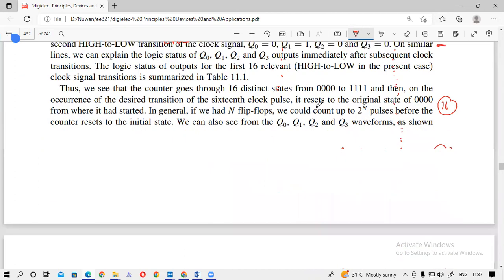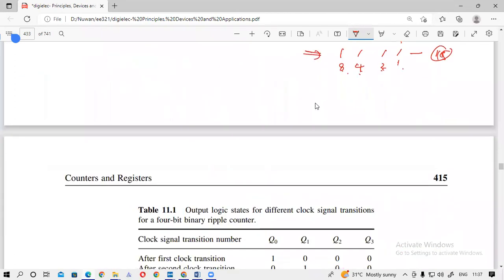So you can see that here within 4 flip-flops, you can count from 0 up to 15. That means you will have 16 combinations, or 2 to the power 4 combinations.